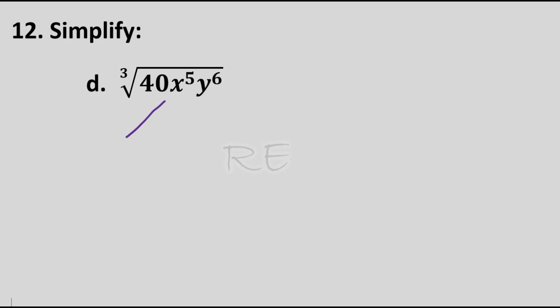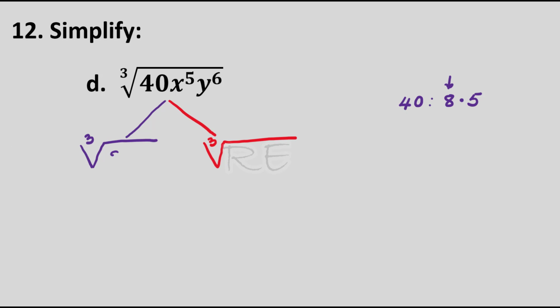Cube root of 40x to the 5th y to the 6th. We will separate it into an irrational part and a rational part. For the rational part, 40, well, 40 is 8 times 5. And 8 is the perfect cube. It's 2 times 2 times 2, 2 cubed. So we have cube root of 8 times cube root of 5.